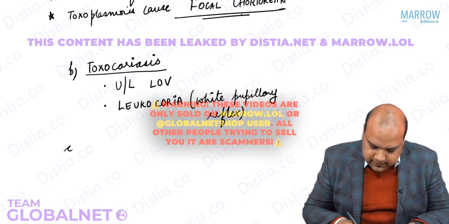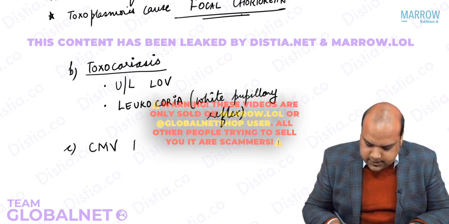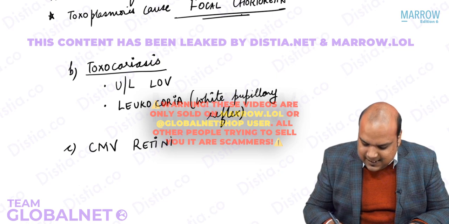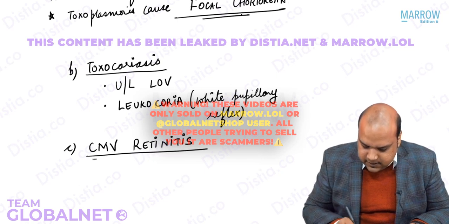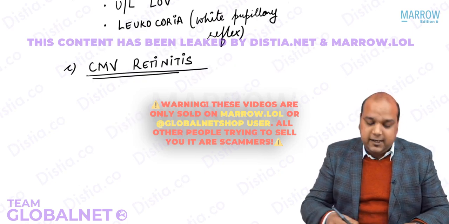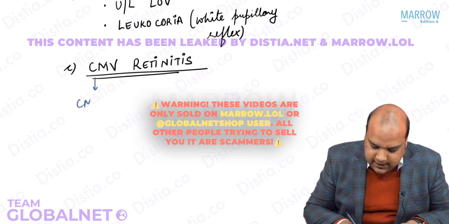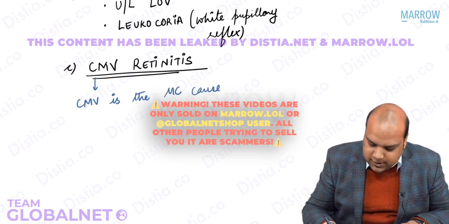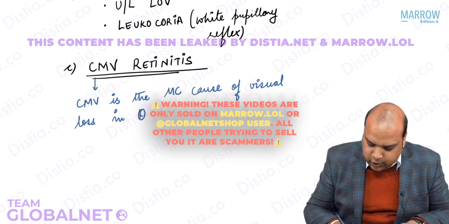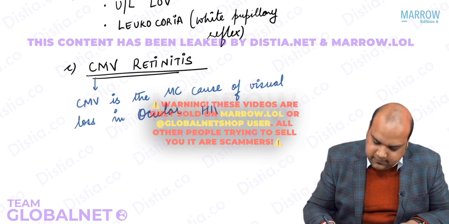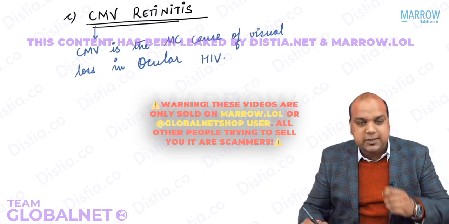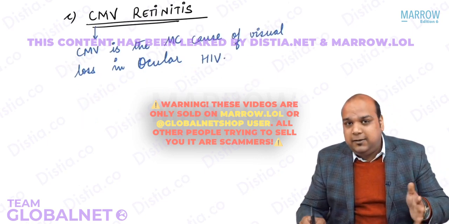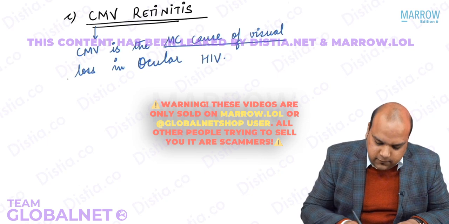Okay. Thirdly, everybody, important cause is CMV retinitis. CMV, cytomegalovirus retinitis. Why is it important? Because CMV is the most common cause of visual loss in ocular, I can say, HIV. Okay, so this is the most common opportunistic infection, everybody, with HIV. So this is the most common cause of visual loss also.